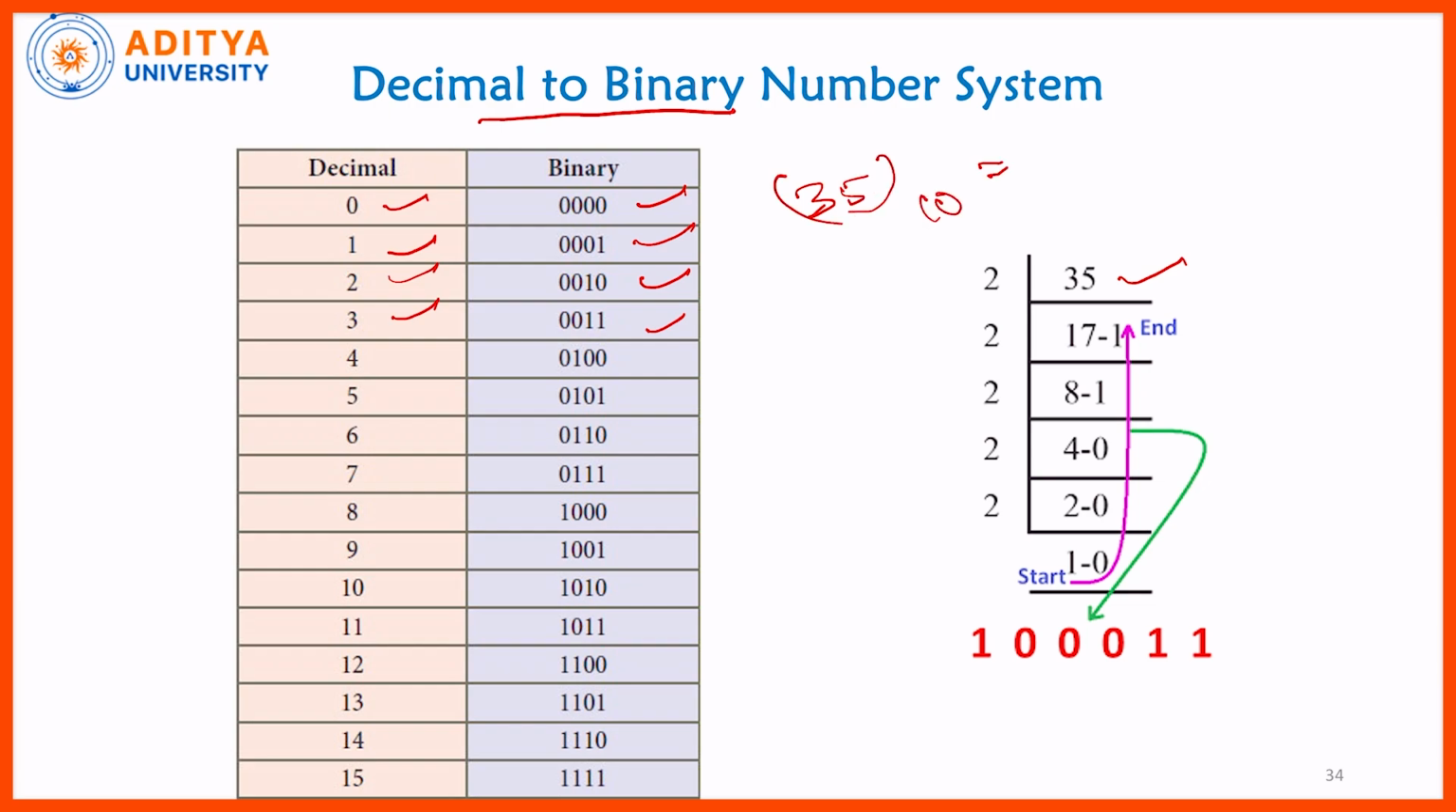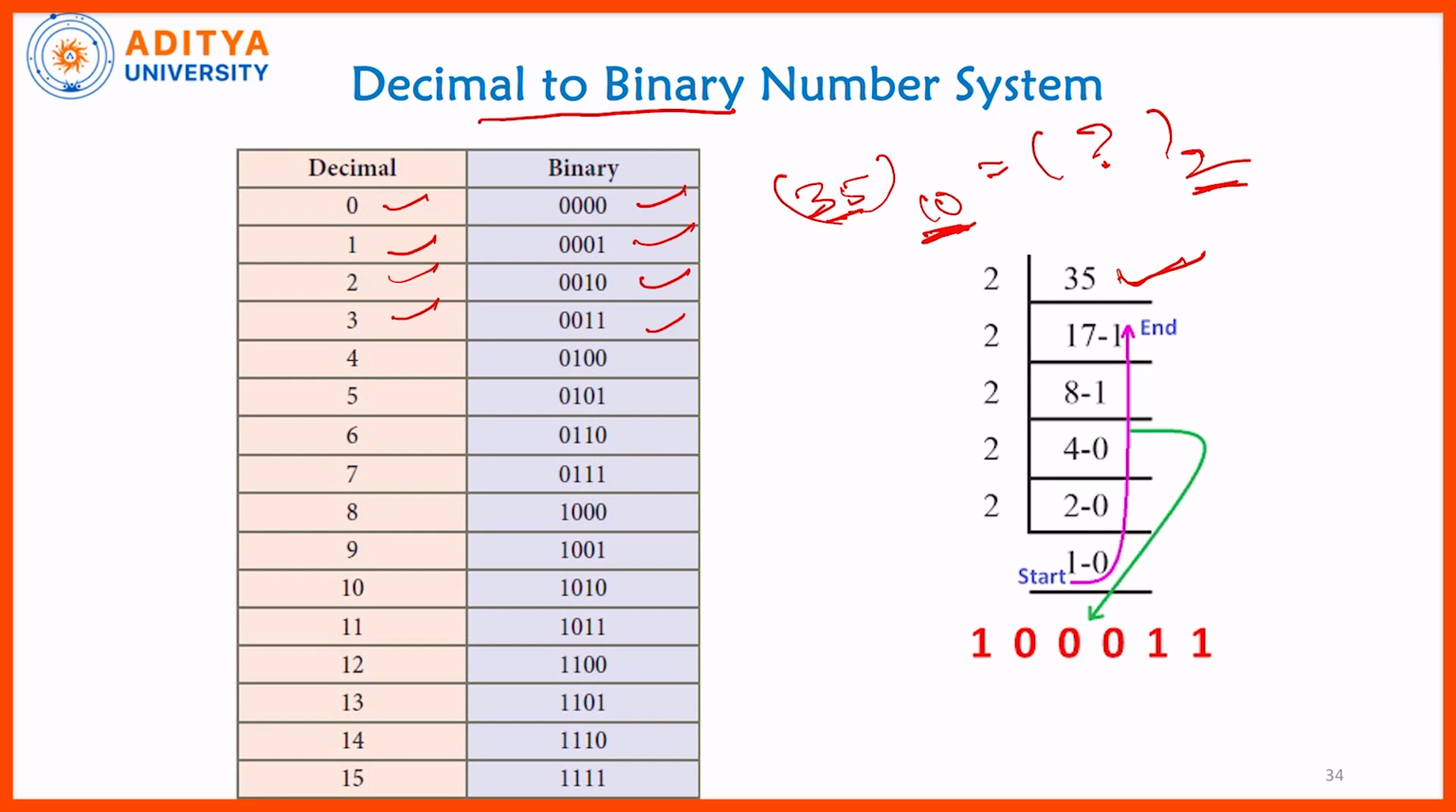Now we have to convert it into binary. The binary base or radix is 2. Here this is decimal, that is radix 10. Now we are converting radix 10 to radix 2. The input here is 35. So we have to divide by 2.